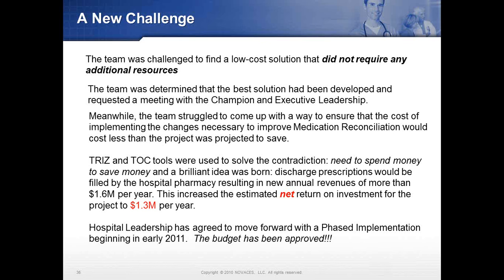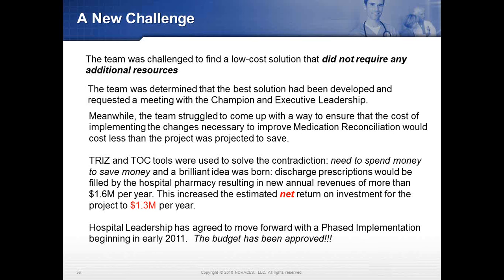And as a result of them getting together, we used some TRIZ tools, and TRIZ is a process improvement methodology from Russia. TRIZ stands for Theory of Inventive Problem Solving, and TOC, that's constraint management that I talked about earlier. We used some of those more sophisticated tools to solve the contradiction. Need to spend money to save money. And through this, a brilliant idea was born.